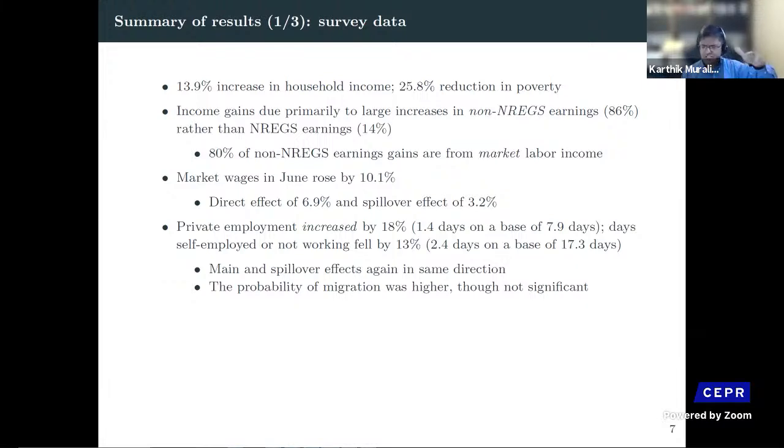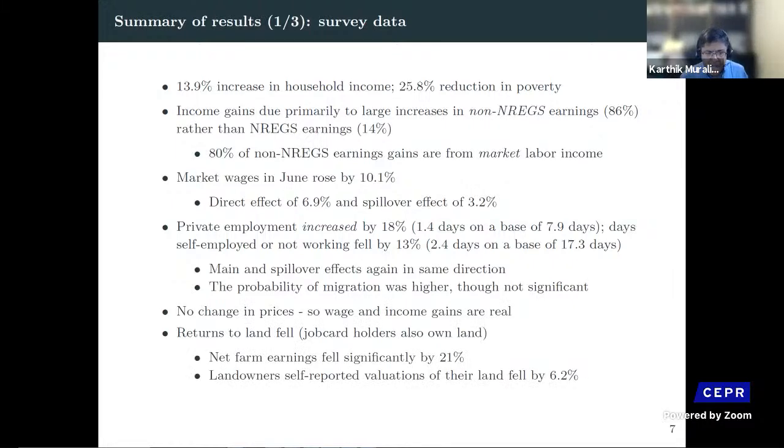The migration results are mixed, some positive, some negative. And that's because there are two countervailing forces here: you may reduce short-term distress migration, but increase long-term migration by providing the income needed for the search costs, as we've seen in work from Mushfiq and Sambazi and others, okay? There's no change in prices, okay? So these wage and income gains are real gains.